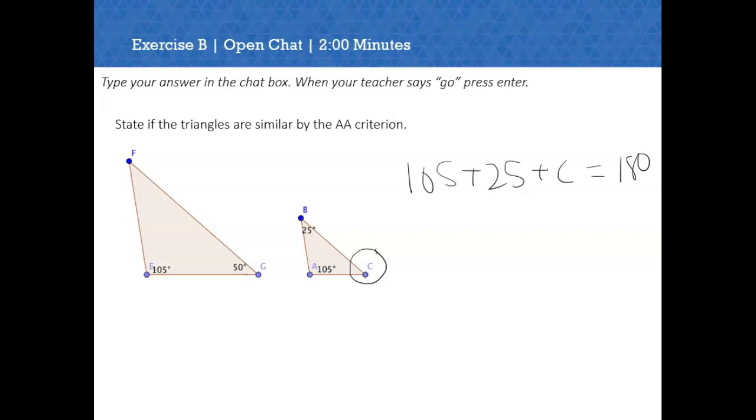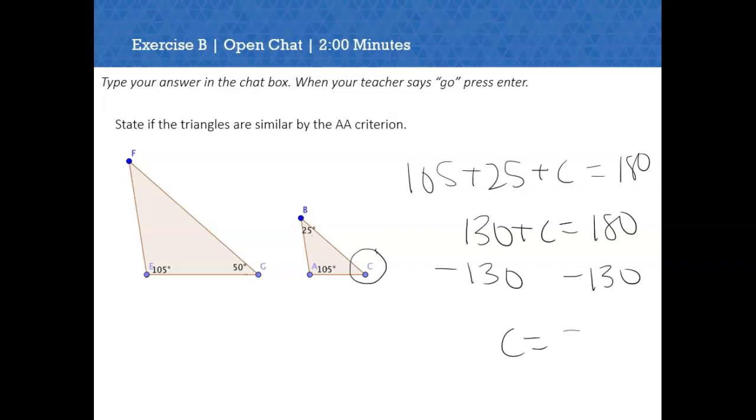So if we do 105 plus 25, that gives us 130. Subtract 130 from both sides. We do see that angle C is 50. So we do have angle, 105, 50. So yes, these are similar. So you have to make sure that you're comparing the right angles together, and you may need to calculate one of those angles.